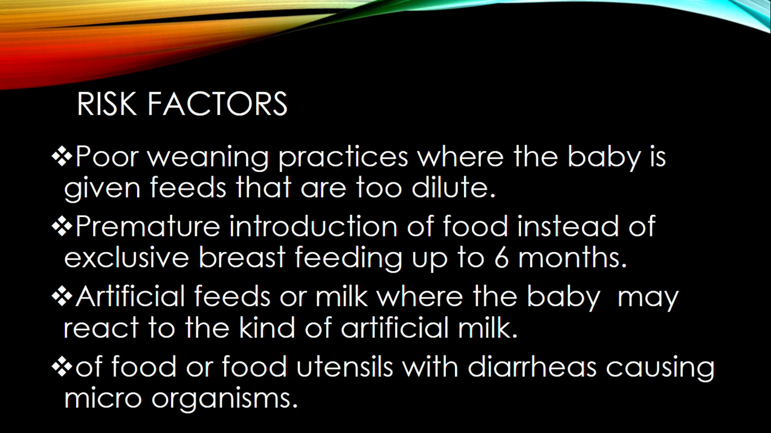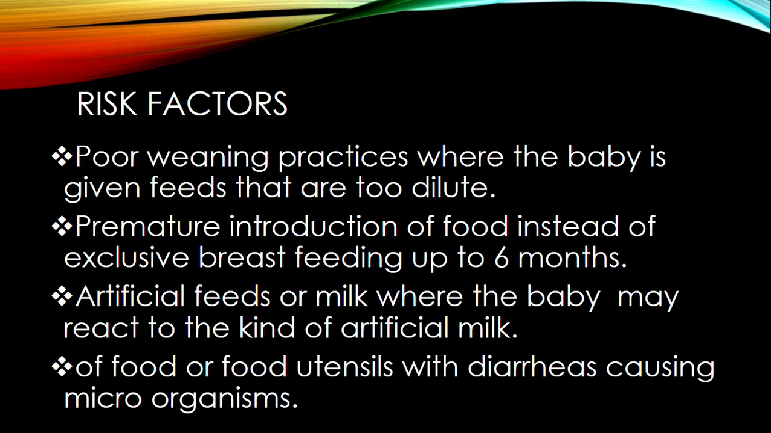So we know that a child should exclusively breastfeed for 6 months. Now, there can be circumstances where a mother is unable to exclusively breastfeed for 6 months, such as maybe the mother is working, or the mother is ill, or the mother is absent. In such cases, you find that a child is introduced to other feeds before 6 months, and that can cause diarrhea. Thirdly, artificial feeds or milk which the baby can react to.